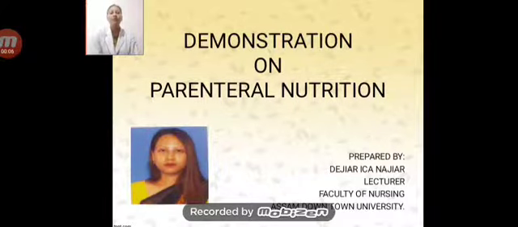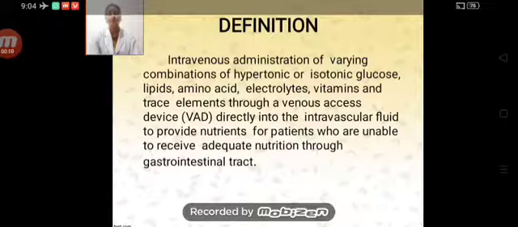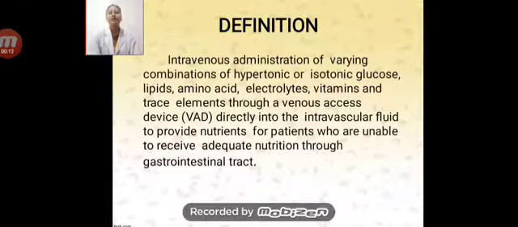So today I'll be teaching you a demonstration on parenteral nutrition. So what is parenteral nutrition? It is an intravenous administration of varying combinations of hypertonic or isotonic glucose, lipids, amino acids, electrolytes, vitamins, and trace elements through a venous access device directly into the intravascular fluid to provide nutrients to the patient who is unable to receive adequate nutrition through the GI tract.